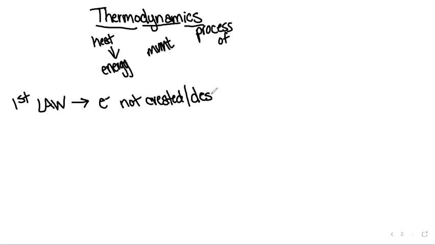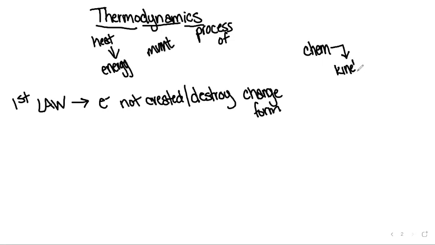So the energy that we have is the same energy that we're always going to have. All it can do is change forms. For example, we may have chemical energy that we convert to kinetic energy that then gets converted into electrical energy to turn something into potential energy. The energy here is the same energy that we get down here. All it's done is change its form.